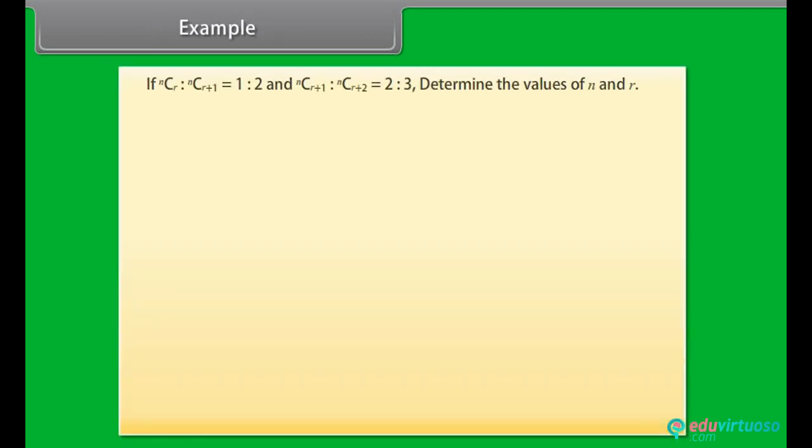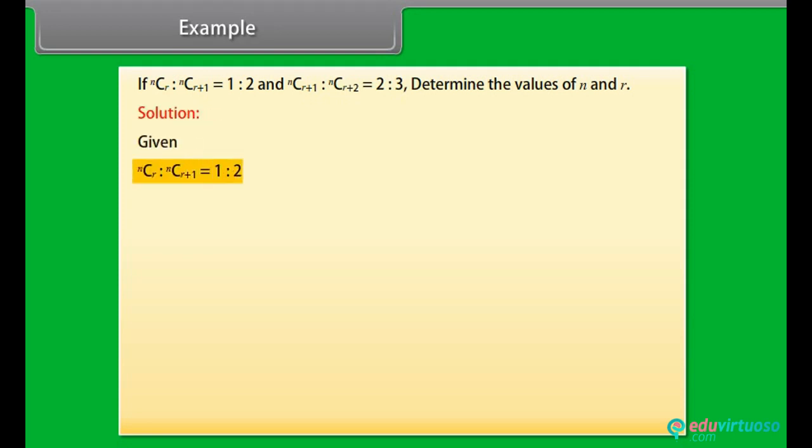Example. If nCr to nC(r plus 1) is equal to 1:2 and nC(r plus 1) to nC(r plus 2) is equal to 2:3, determine the values of n and r. Solution. Given nCr to nC(r plus 1) is equal to 1:2. n factorial by (n minus r) factorial into r factorial is to n factorial by (n minus r minus 1) factorial into (r plus 1) factorial is equal to 1:2.